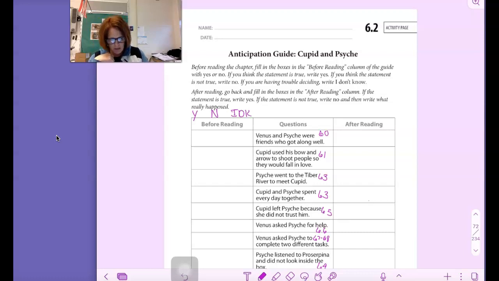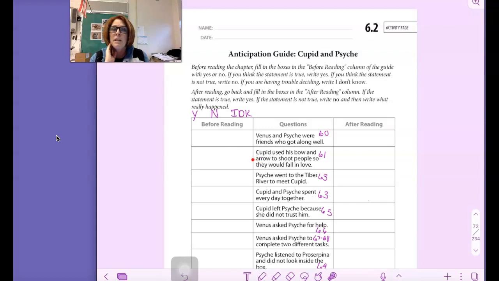So let's look at the first one. It says, Venus and Psyche were friends who got along well. Maybe you've never heard of Psyche. You should have heard of Venus in our previous lessons. So if you think this statement is true, that Venus and Psyche were friends who got along well, put a Y for yes. If you don't think it's true, put an N. And if you don't know, put IDK. However, you're not allowed to put IDK for all of them. You can put IDK for 2. The rest you're taking a guess, because it doesn't matter if you're right or wrong. You're just making a prediction.